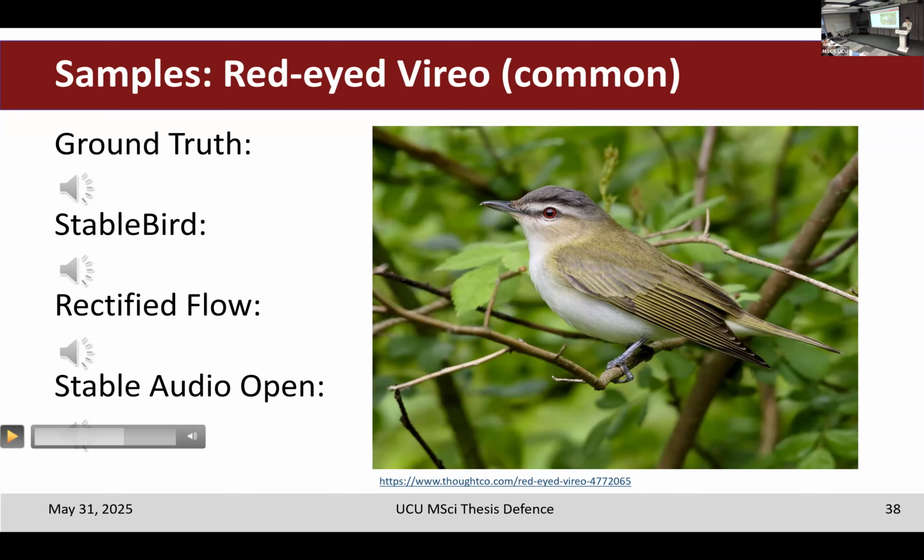So we can hear clearly that stable bird and rectified flow are quite relevant to this bird, but maybe rectified flow has fewer background sounds, and stable audio open can even know this bird, but it mixes it with multiple other species.